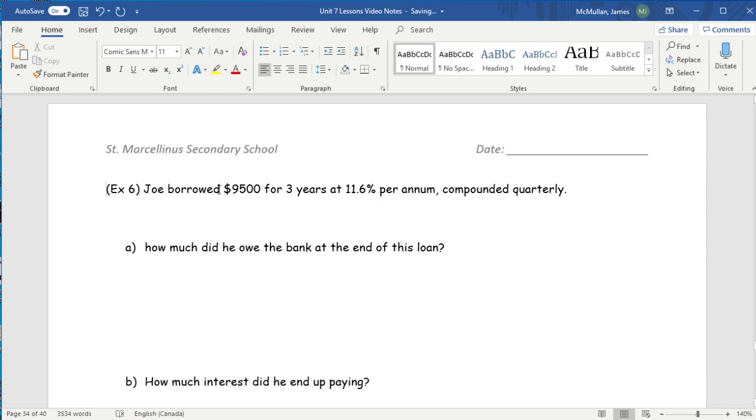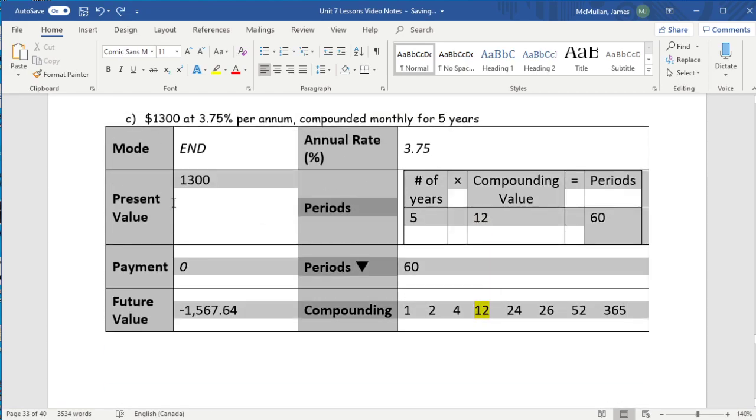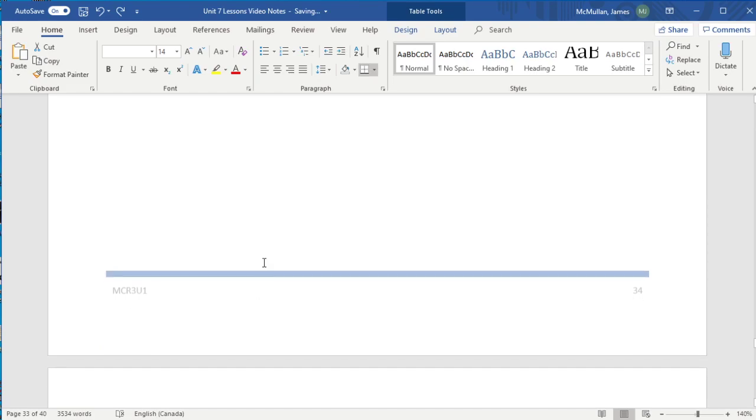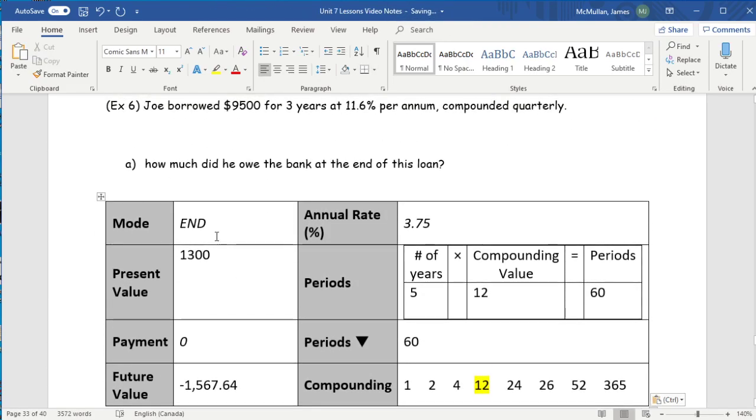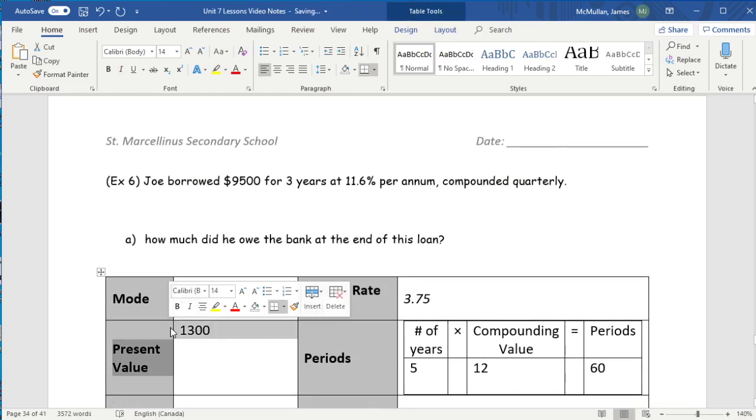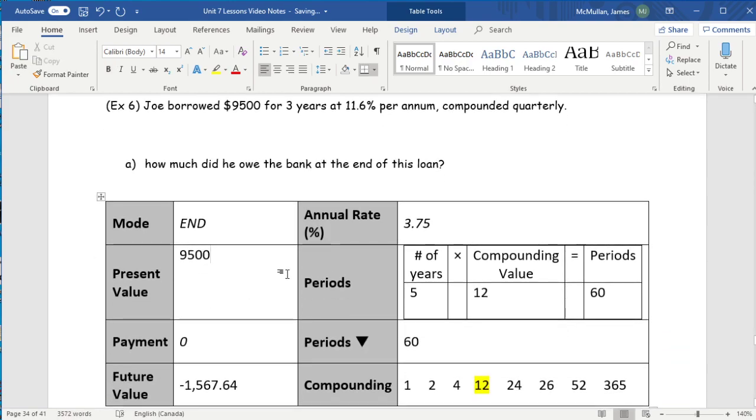Okay, Joe borrowed $9,500 for 3 years at 11.6% per annum, compounded quarterly. How much did he owe the bank? Okay, well, again, let's just quickly grab our box here, and we'll answer the question. Okay, again, it's N. How much did he borrow? He borrowed $9,500. The rate was 11.6. It was compounded quarterly, so 3 years times 4 quarters per year gives me 12 periods total.